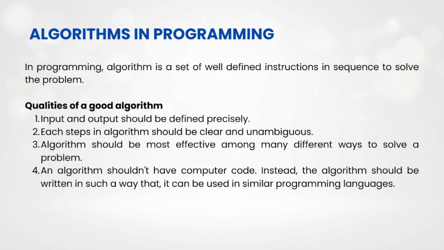In programming, an algorithm is a set of well-defined instructions arranged in sequence to solve a problem. A good algorithm has some important qualities. The input and output are clearly defined. Each step is simple, clear, and unambiguous. It should be effective compared to other possible solutions. And finally, it shouldn't look like actual computer code. It should be written in a way that can be applied to different programming languages. So these qualities make an algorithm practical and reliable for solving problems in programming.